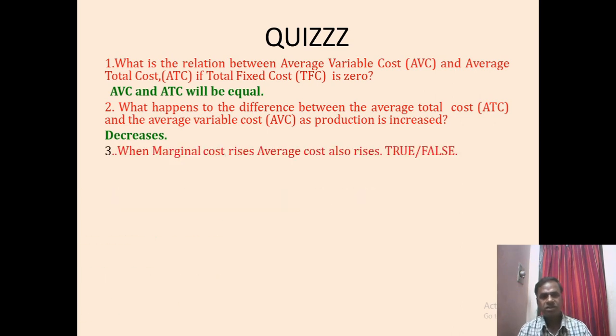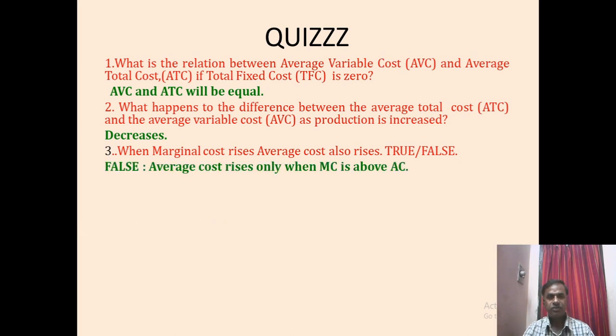When marginal cost rises, average cost also rises. True or false? It is false. Average cost rises only when MC is above AC.